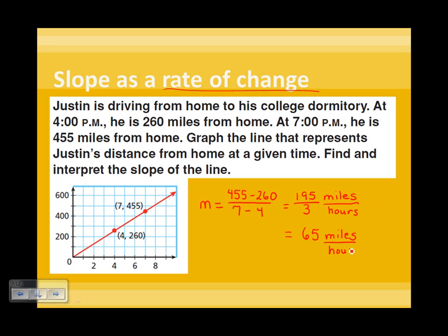Now that doesn't mean that Justin is driving constantly 65 miles per hour. That is his average rate of change. So the average rate of change, average speed between 4 p.m. and 7 p.m. is 65 miles per hour.